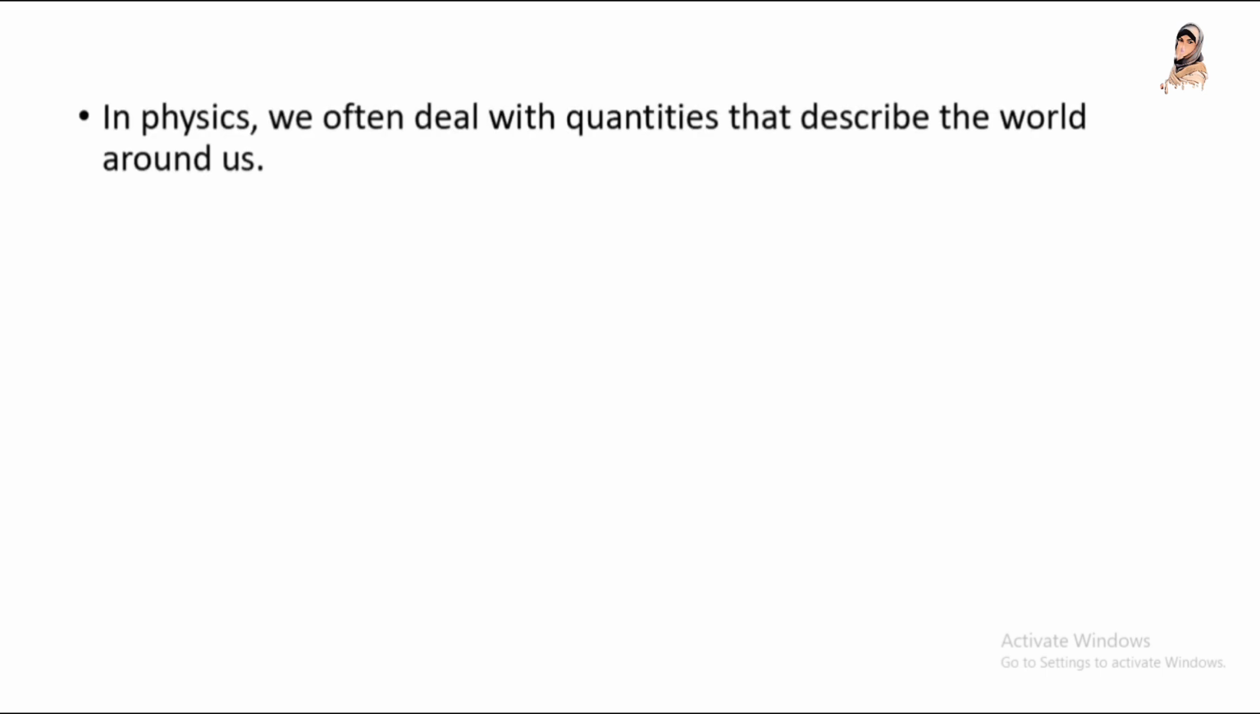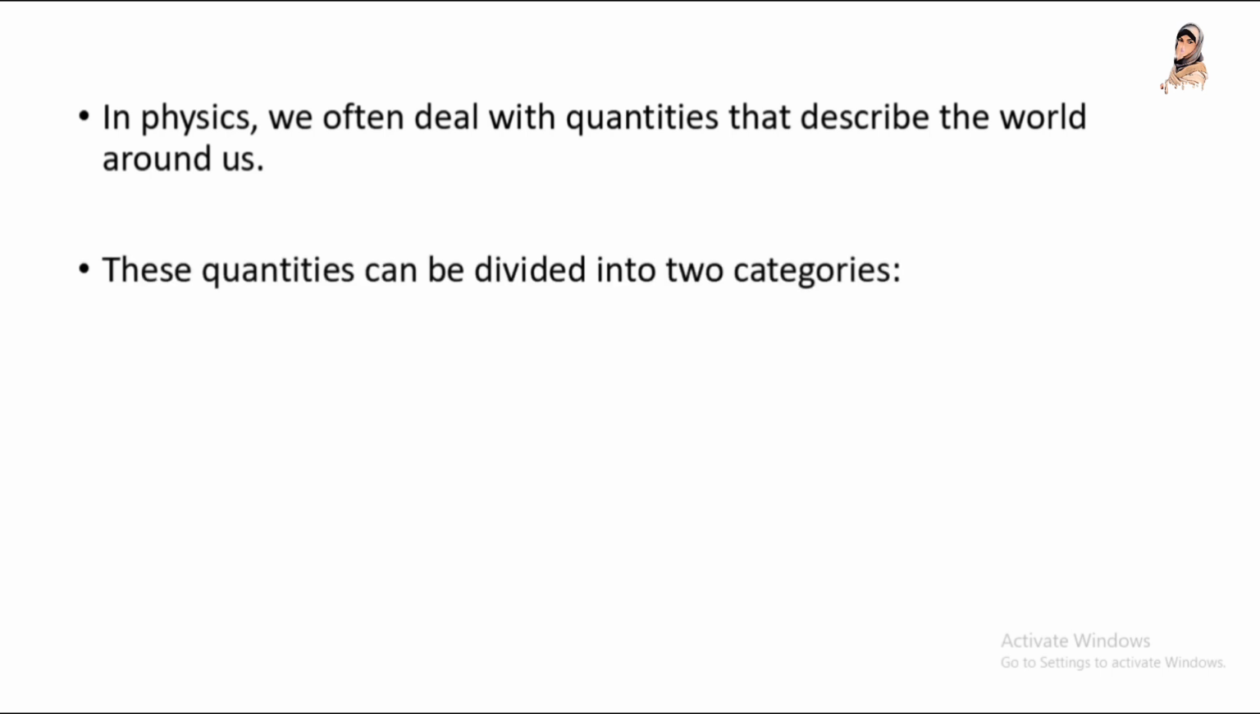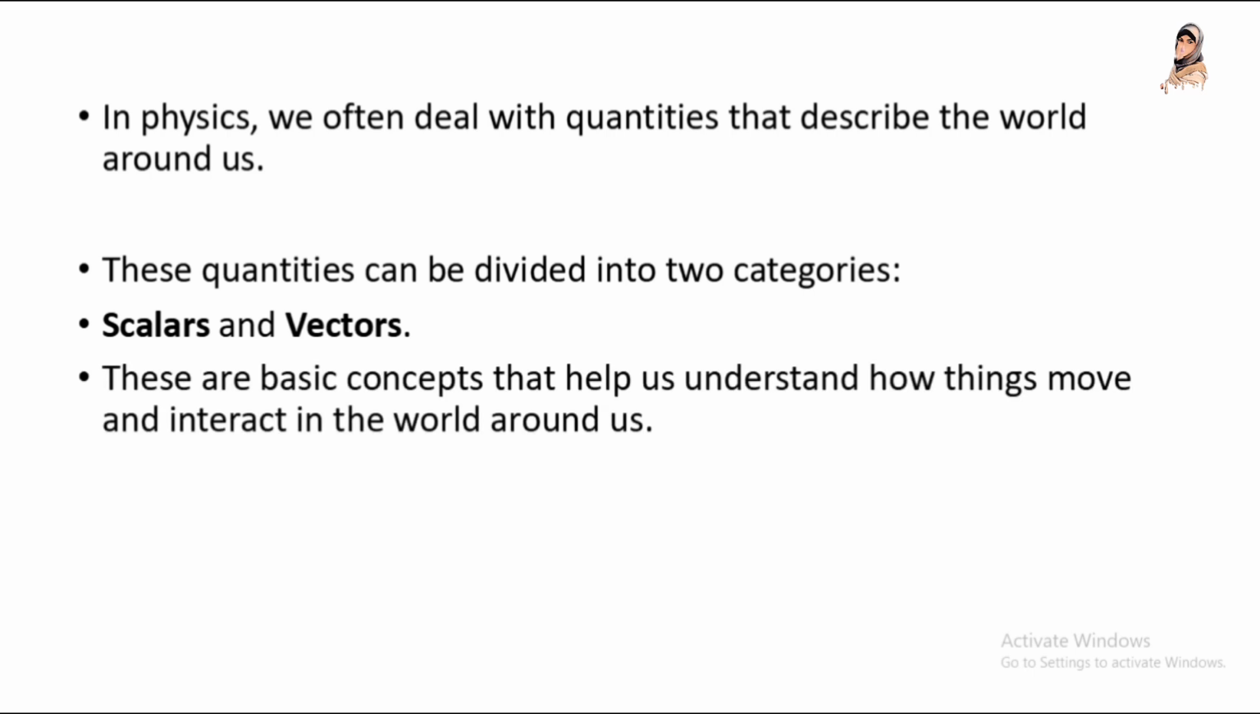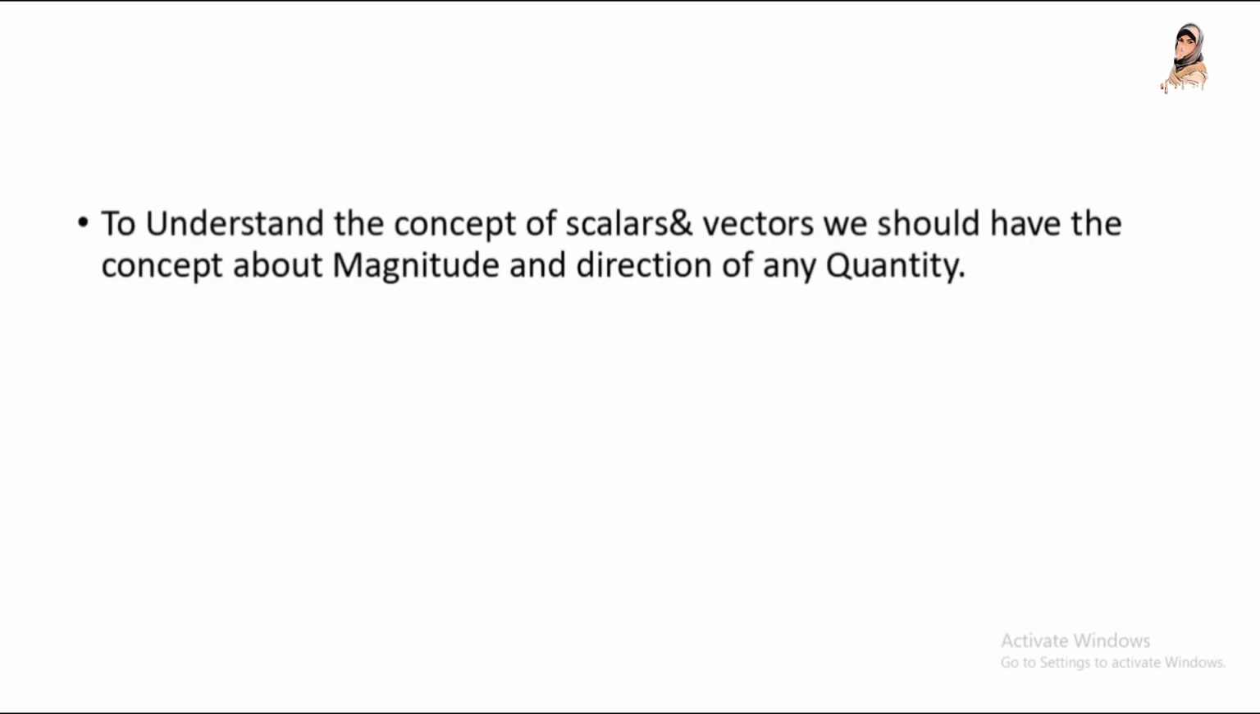Well, in physics we often deal with quantities that describe the world around us. These quantities can be divided into two categories, scalars and vectors. Scalars and vectors are the basic concepts that help us to understand how things move and interact in the world around us. To understand the concepts of scalars and vectors, we should have the concept about magnitude and direction of any physical quantity. So let's discuss magnitude and direction.